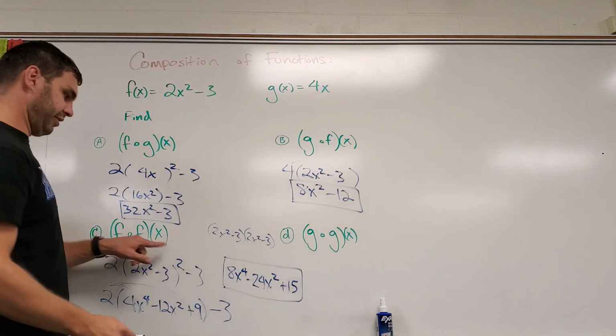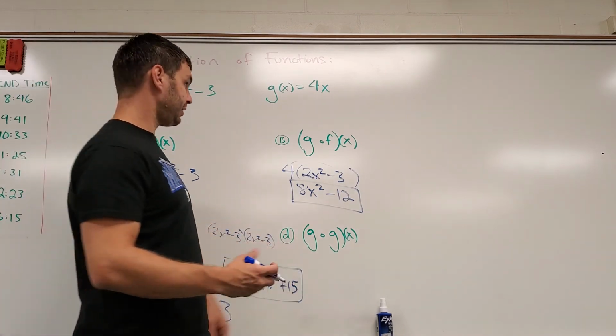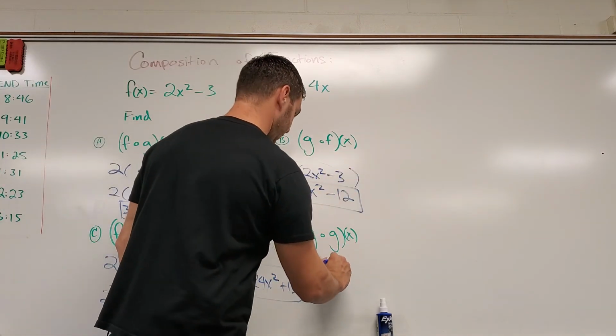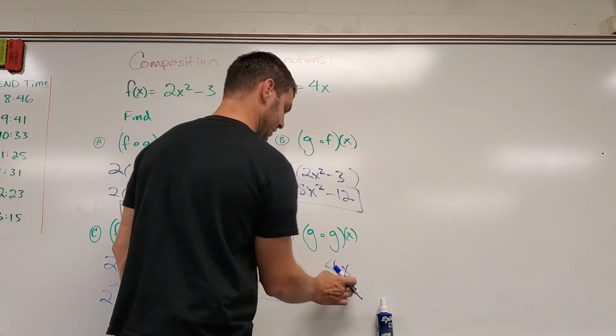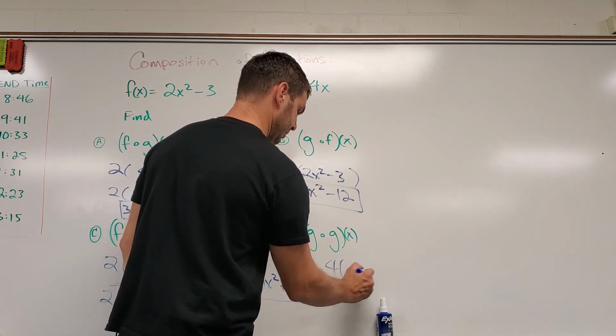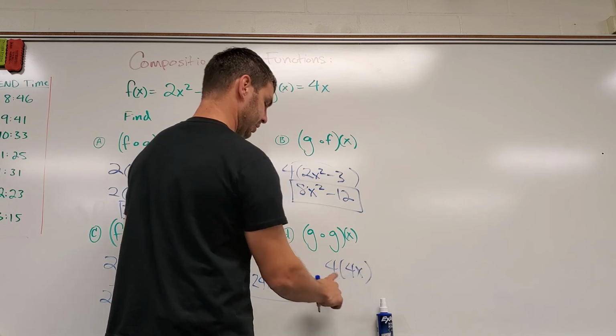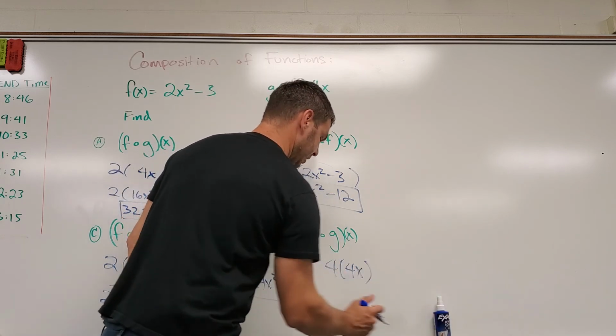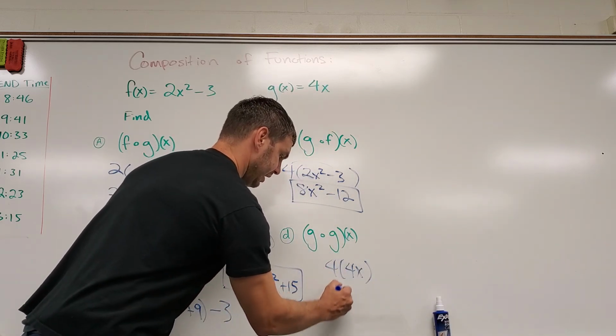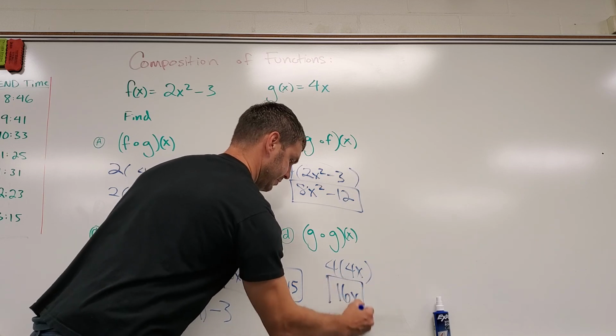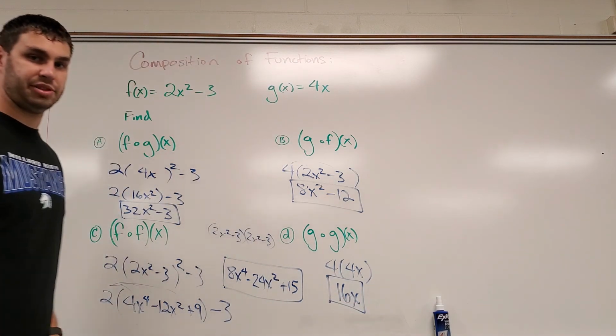So it's g of g of x. Again, I'm going to start with g of x, which is 4x. But instead of the x, I'm going to put a space. And in there, I'm going to put g of x again, which was 4x. So 4 times 4x is just going to be 16x. Okay, and that's composition of functions.